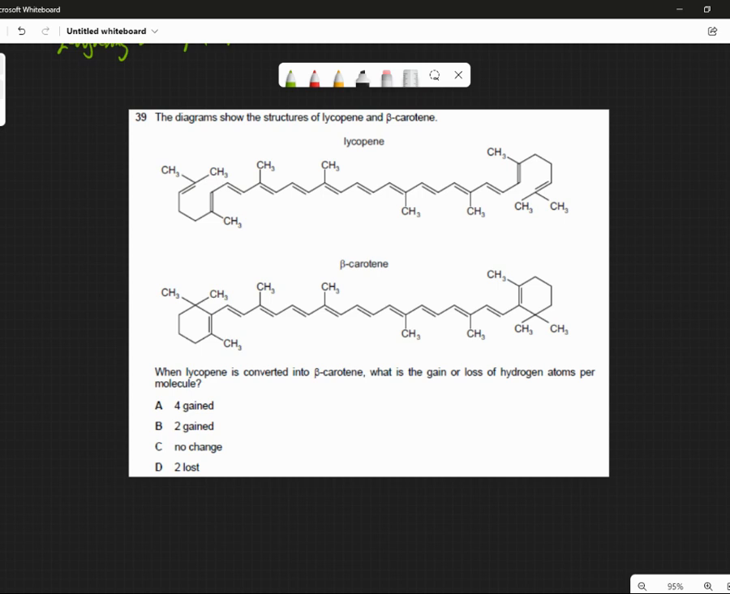Okay, so how do we do this? Anyone want to give us a clue? How would you even start this question? What have you got to calculate there? They look pretty similar, but it's a bit easier than that. If they gain or lose hydrogen, what structure in one of the molecules will change?